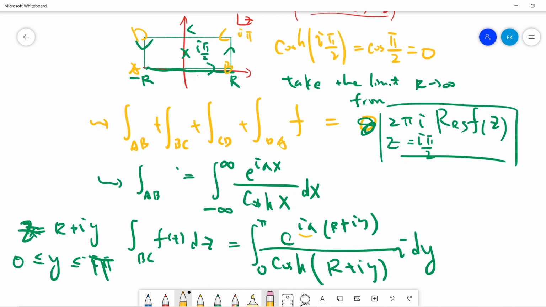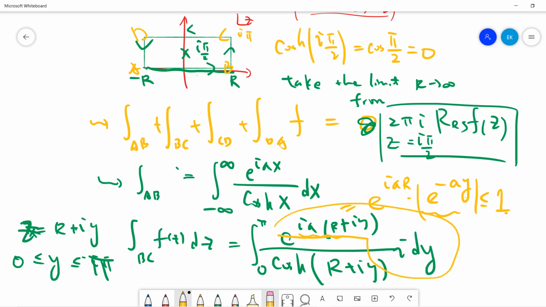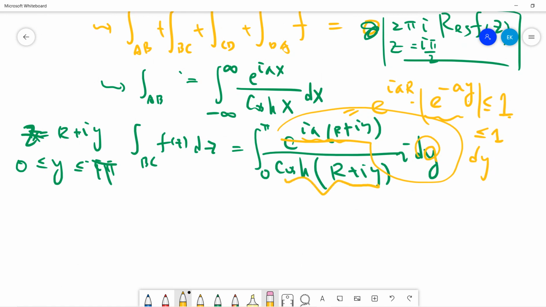Notice that this term, exponential i a R, has modulus 1. So this term is exponential i a R times exponential negative a y. For fixed y, even though y goes from 0 to pi, this exponential of negative a y is less than or equal to 1, right? So all these terms, if you take the absolute values, except for dy, have modulus at most 1. However, there is a cosh R here, right? So if R goes to infinity, then cosh(R plus iy) will go to infinity. So it means this BC term will go to 0 as R goes to infinity.